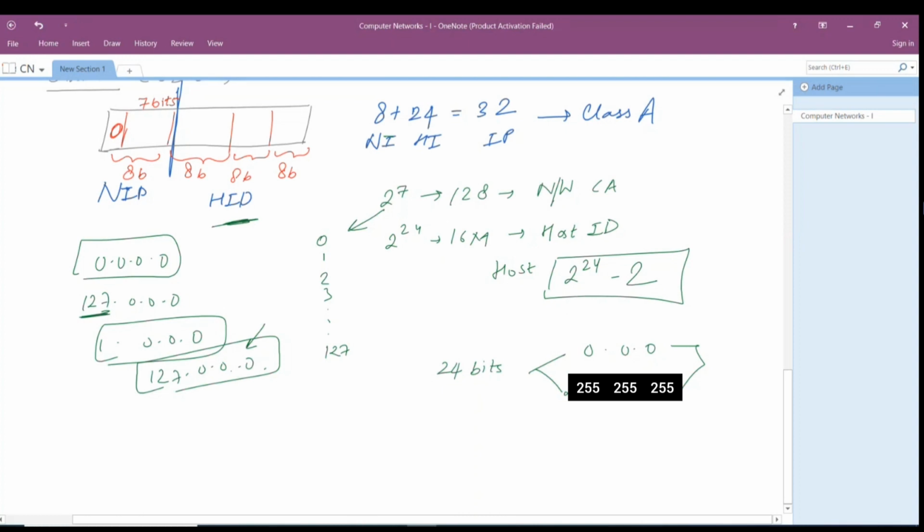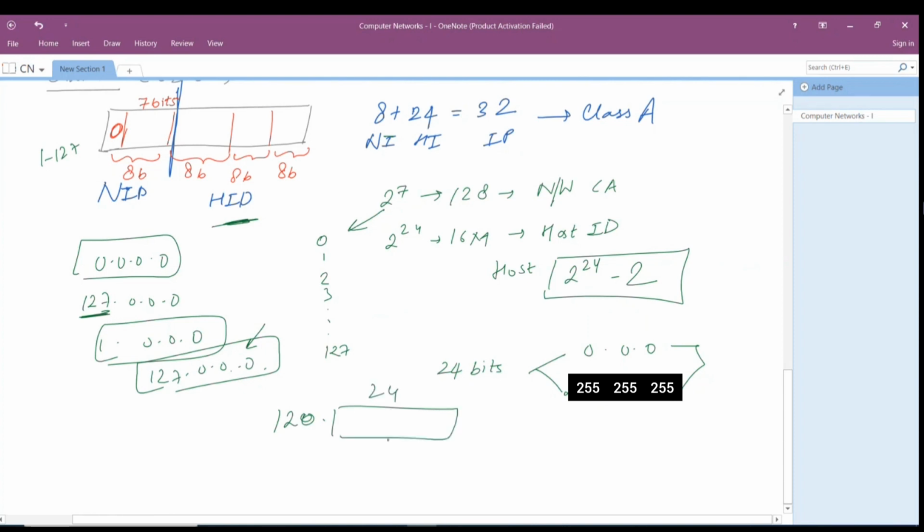Okay, so let's say a network ID is 120. Is network ID 120 possible in class A? Yes or no? It is possible because the range is from 1 to 127. Because 0 is already reserved, the network ID range would be from 1 to 127. So 120 is possible. So 120 dot, how many bits will there be?